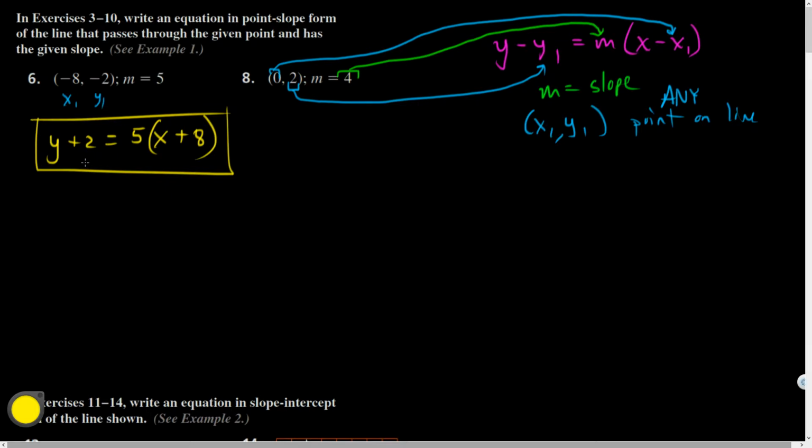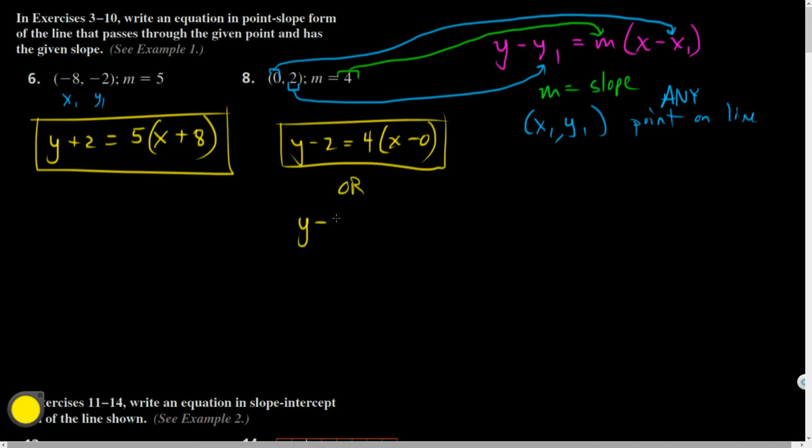So here we go. I'm going to have y minus 2 equals 4 parentheses x minus 0. So there's point-slope form. Arguably, I also could have just changed x minus 0 to just x, so y minus 2 equals 4x, because x minus 0 is just going to be x. All right? So that's not that bad. That's not that much cheese.